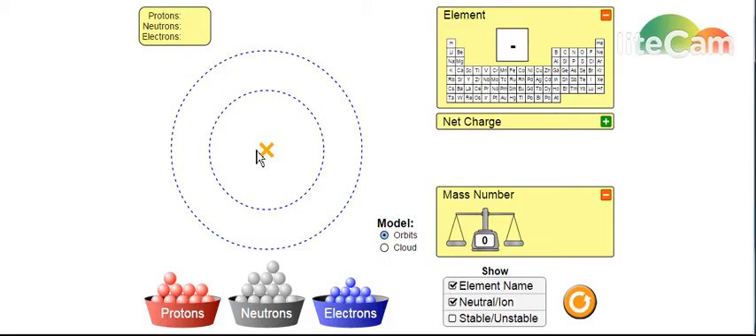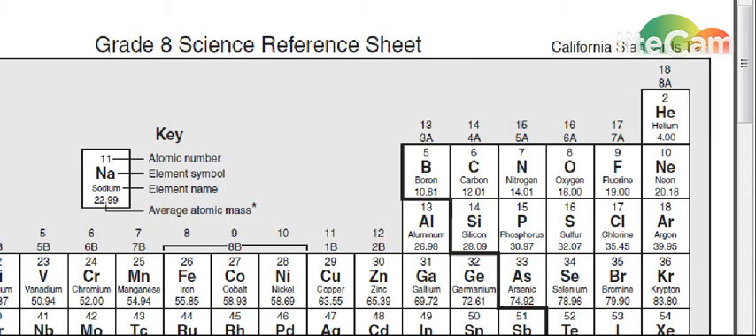Switch back to the Build an Atom simulation. The first thing we need to do is put in protons. But how many protons does helium have? Let's check our periodic table to find out. Here's our periodic table, and here is helium. You can see at the top of the element box, helium has 2 protons. So we're going to put 2 protons in our helium atom.